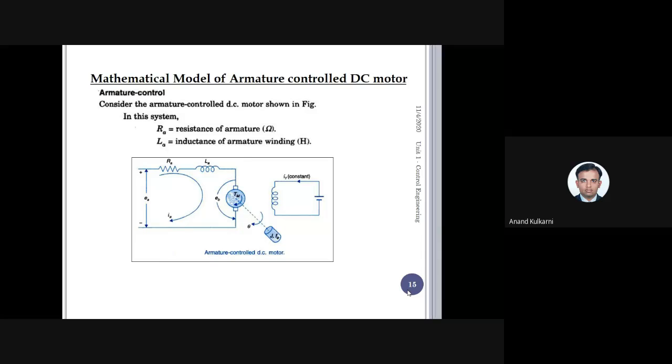Then see, in AC motor, there are two types: AC induction motor and AC synchronous motor. In a motor, there are field windings to generate the magnetic flux, whereas there is an armature winding which is used to generate the torque. Here, any motor works on Faraday's laws of electromagnetic induction.